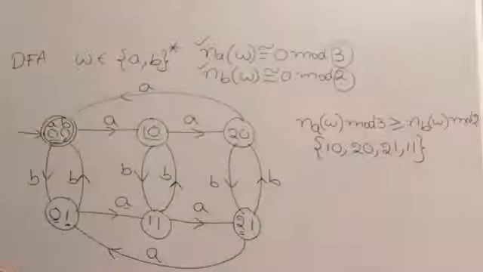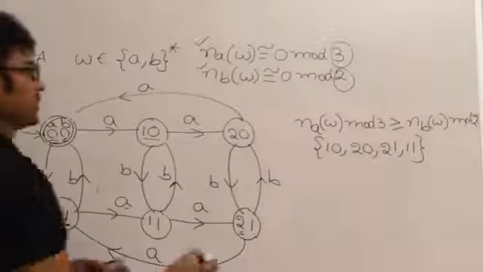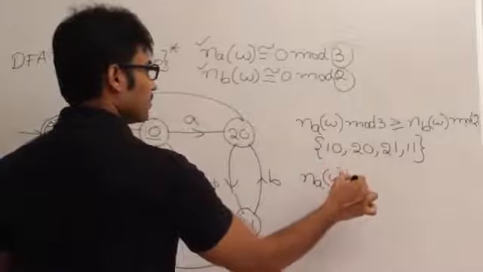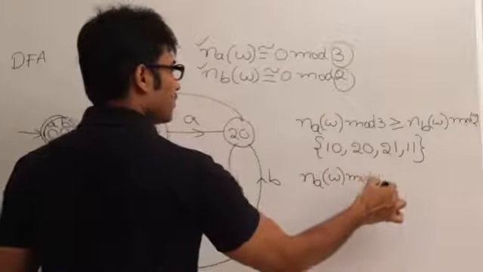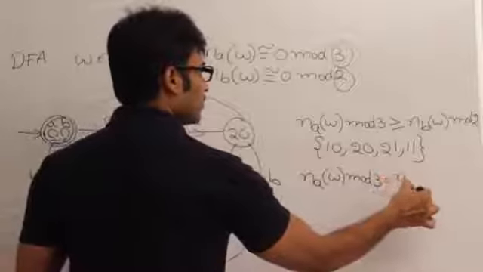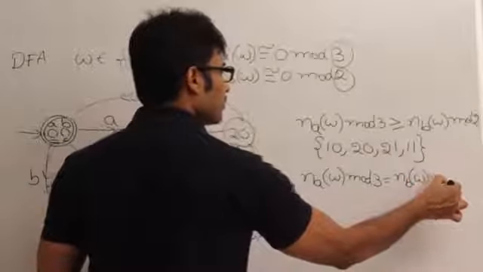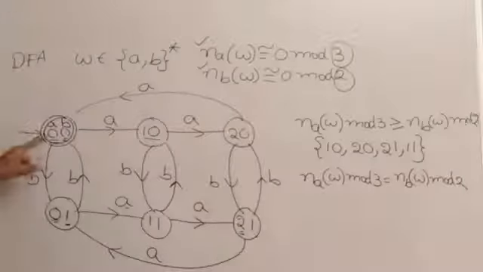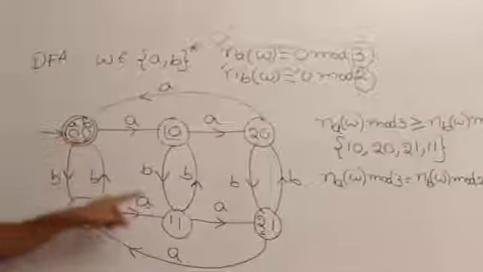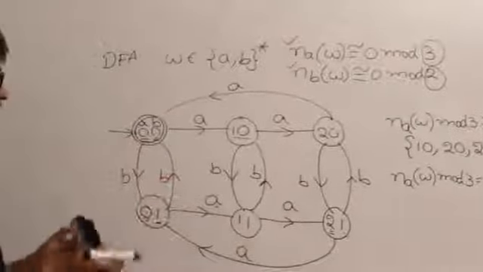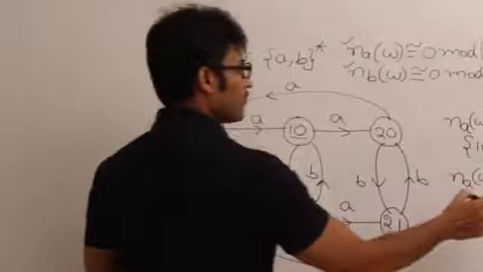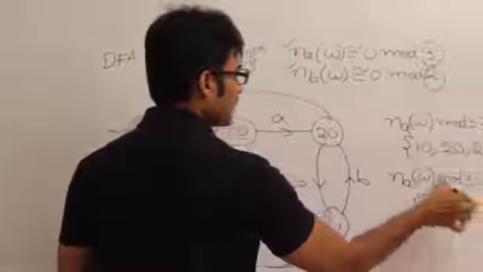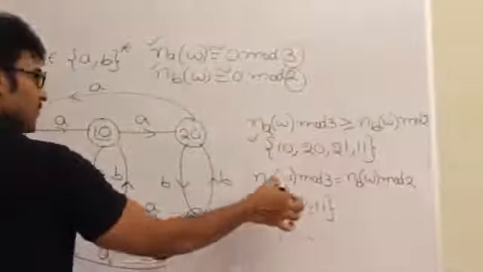That is how I should be filling, right? What if it is number of A's in W mod 3 is equal to number of B's in W mod 2, which means both of them have to be equal. So they can be 0, 0 or 1, 1. That is the only case where I get equal. Therefore 0, 0 and 1, 1 are going to be the final states. See, these are the final states for this question.